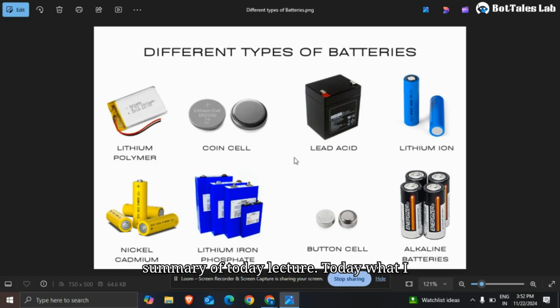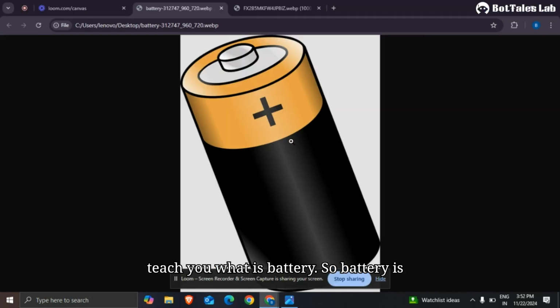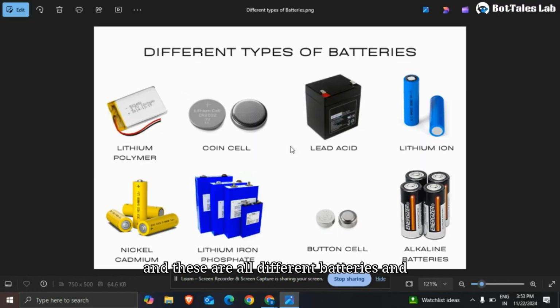Okay. Now let's come to the summary of today's lecture. Today what I taught you is what is battery. So battery is basically like a storehouse of electricity. It supplies electricity to all the components. Inside of battery, chemicals are there. When we connect both terminals of the battery, chemical reactions happen and electricity is produced. Electricity always flows from positive side to the negative side. And this is how our battery looks. Upside, this bulb one will be positive terminal, down one flat side will be there, that will be negative terminal. This is the basic symbol for our battery, and these are all different batteries and where we use them.